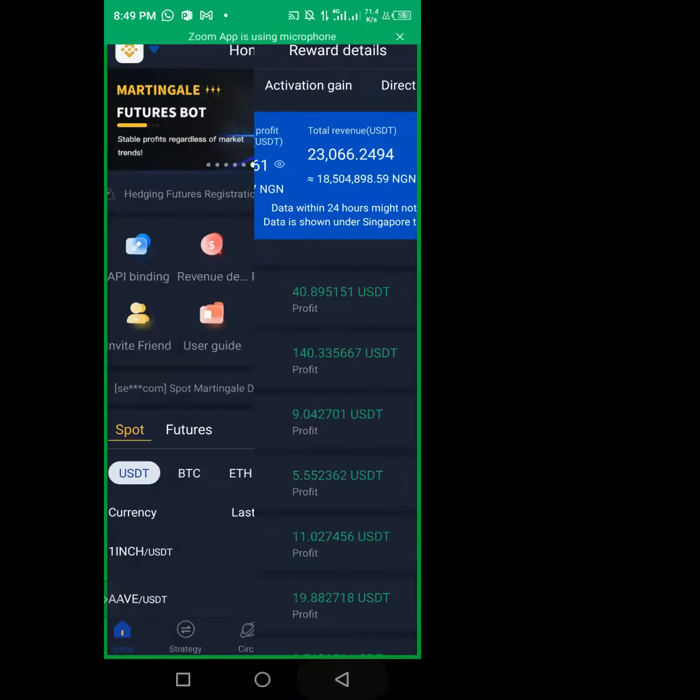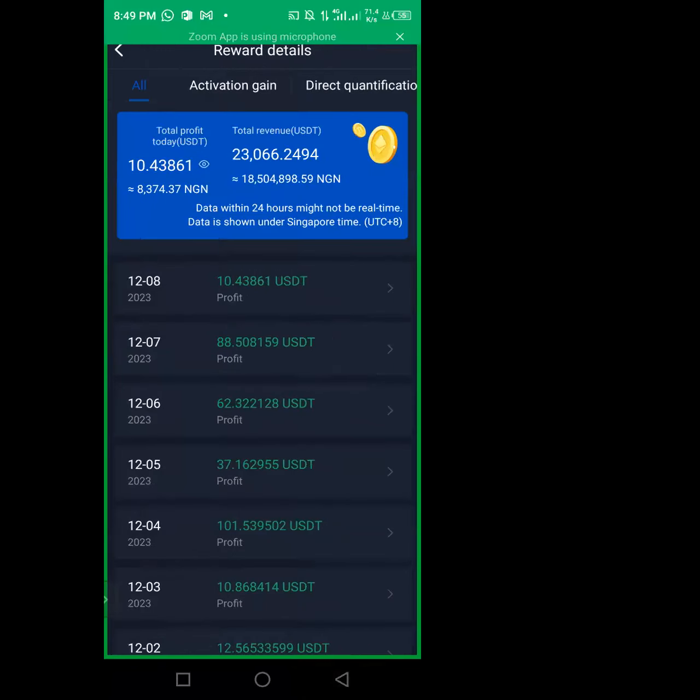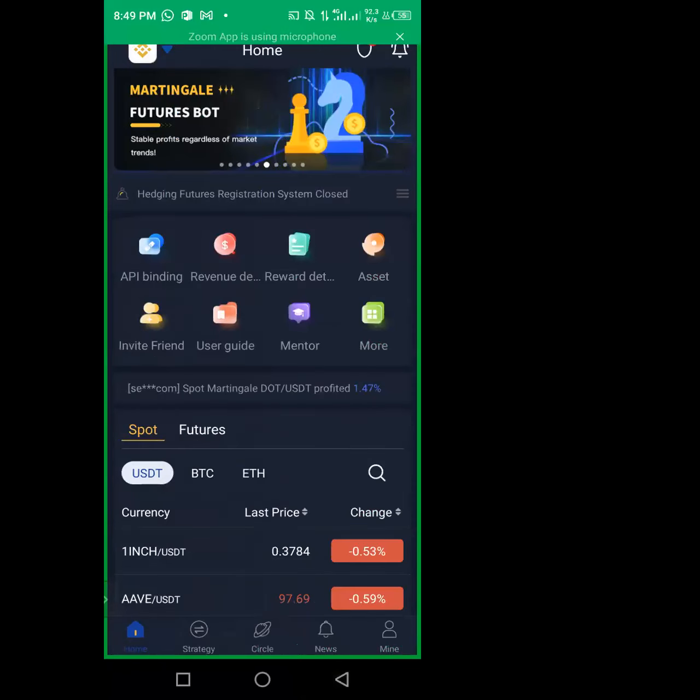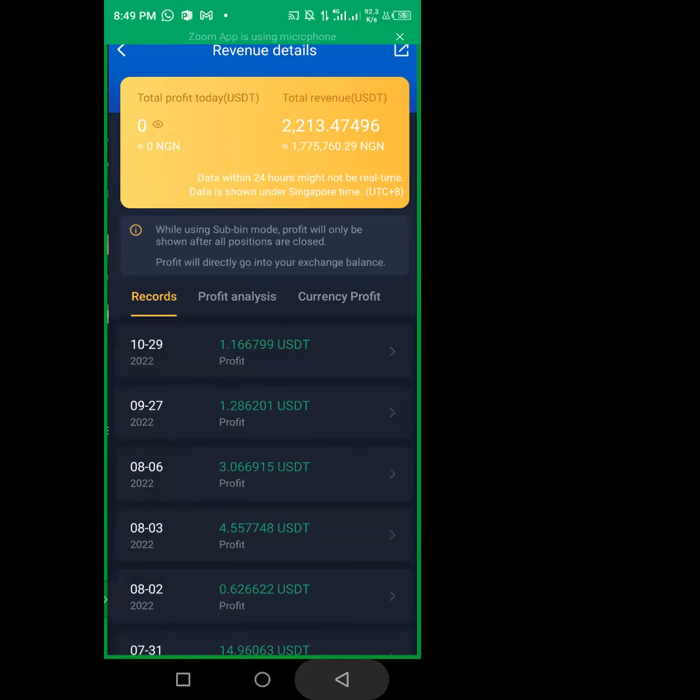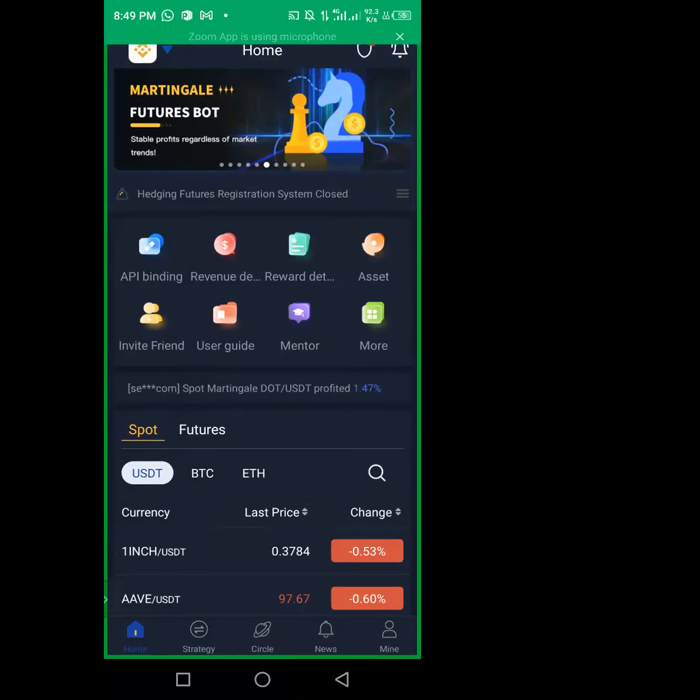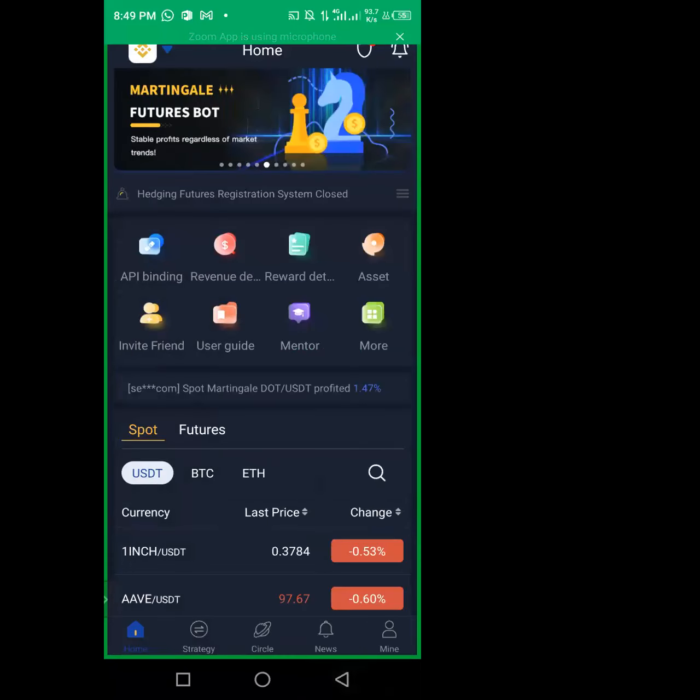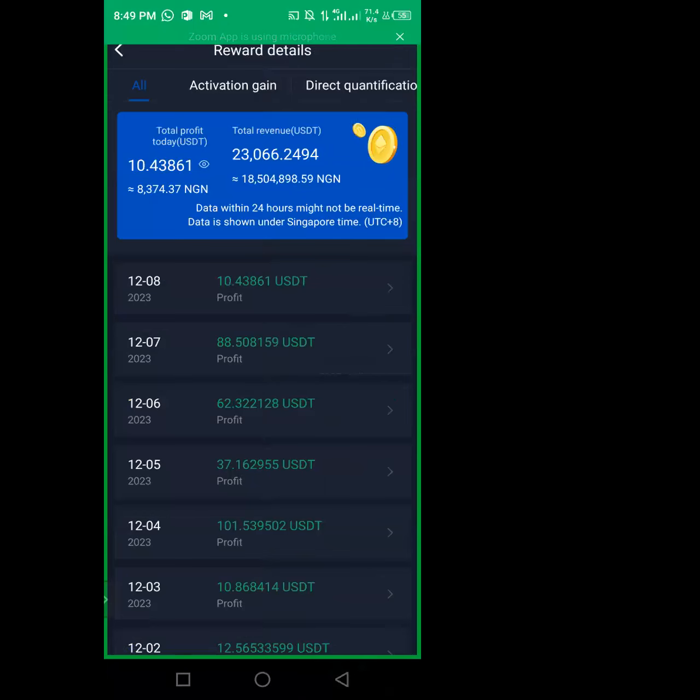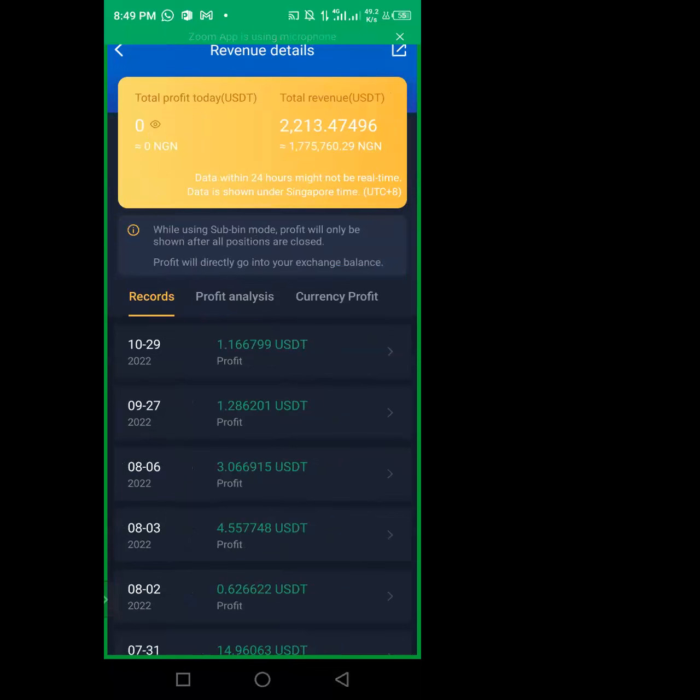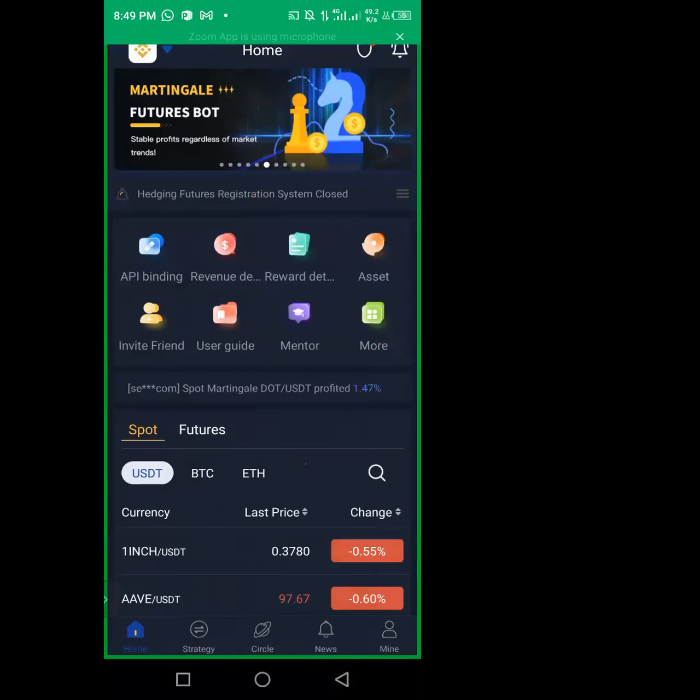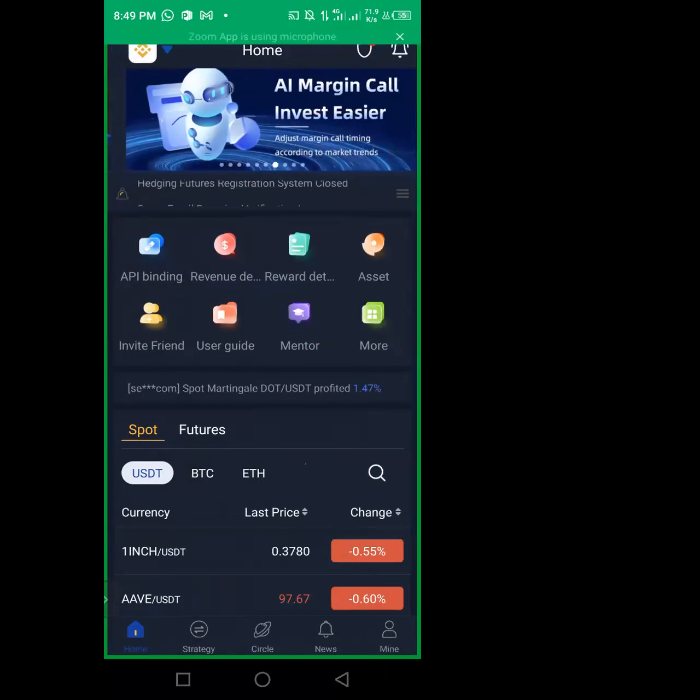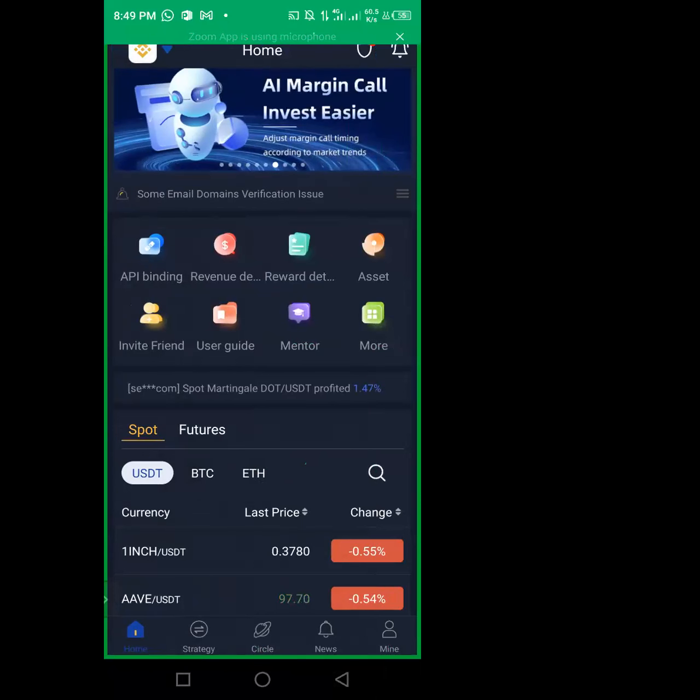And this place is withdrawable. The money here is withdrawable. The money here in your revenue details, there's no money here. Here is just details. Here is just records. But the money in the reward is withdrawable. The money you are seeing in revenue details is already in your cryptocurrency exchange. Remember, Royalq has no access to the money in your exchange.